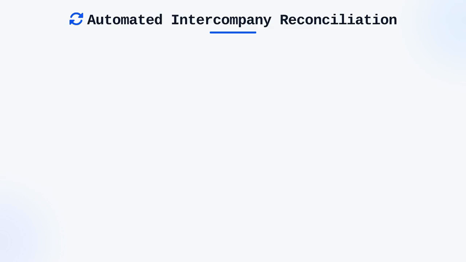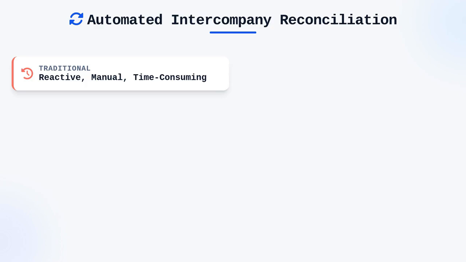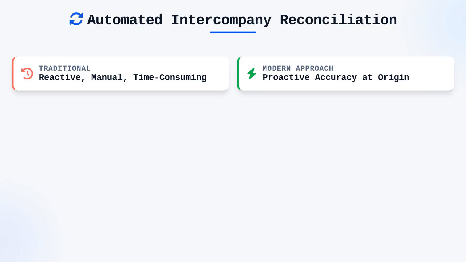Reconciliation processes, which often consume countless hours in a traditional accounting environment, are fundamentally altered by this approach. When we rely on the automated synchronization of vouchers, we move away from reactive reconciliation after the fact toward proactive data accuracy at the point of origin.